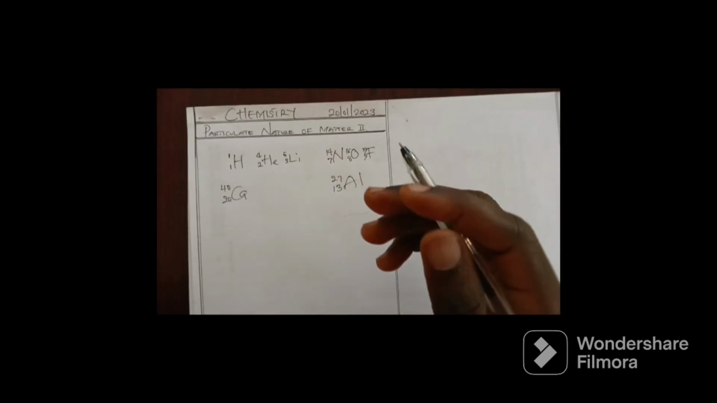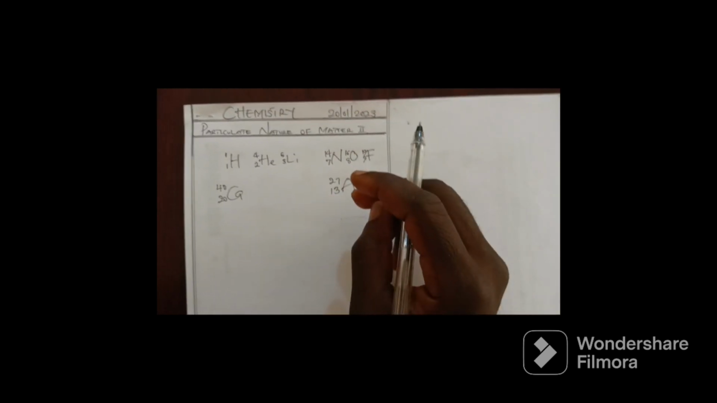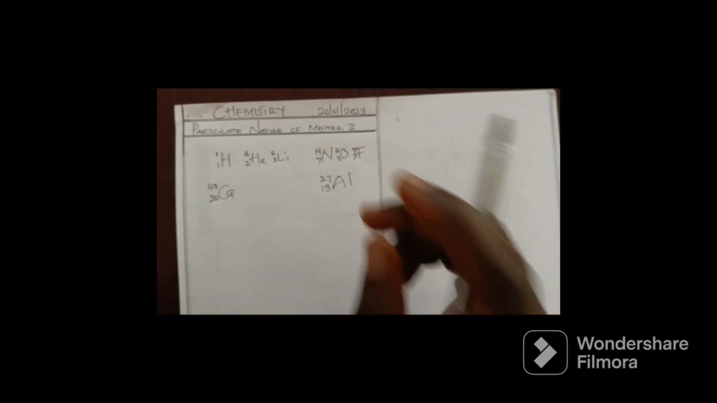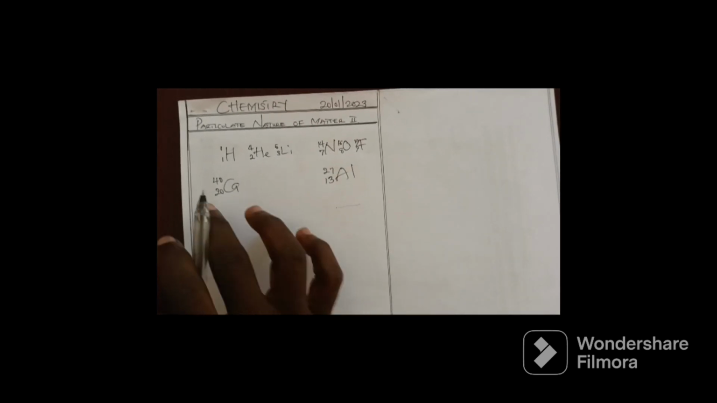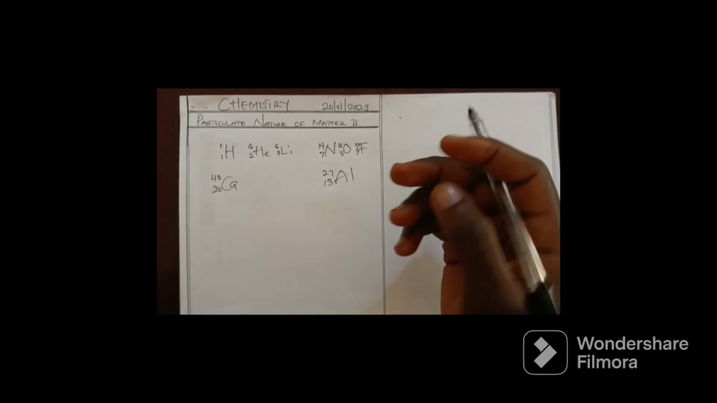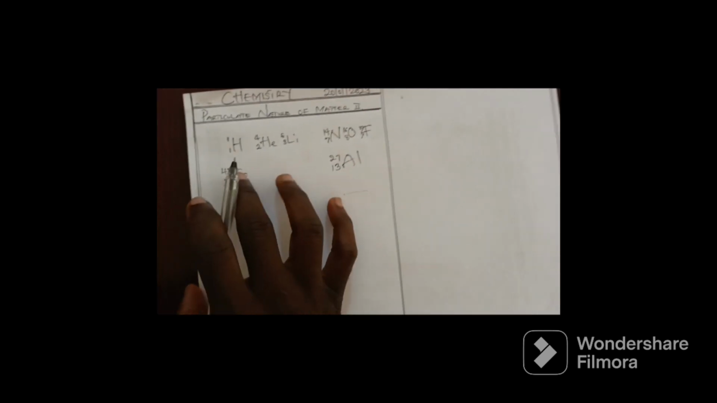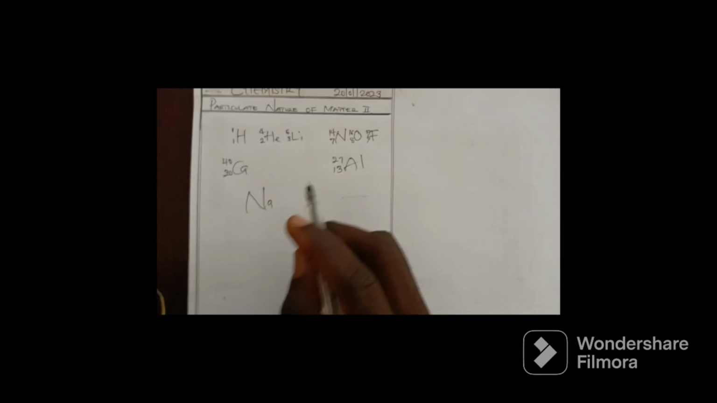It's very easy, in as much as you know your first 20 elements, but as a chemistry student, I expect you to learn the first 30 elements from hydrogen to zinc. And this time around, let's look at how to determine the atomic number, mass number, number of protons, neutrons, and electrons of atoms. Okay, now we are going to be taking sodium as an example.